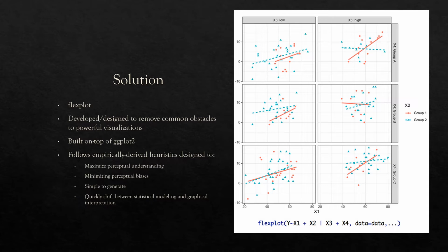It's built on top of ggplot2, which allows for layering of the visualizations, and it follows the various empirically derived heuristics, which maximize the perceptual understanding to the reader and minimize perceptual bias. Very simple to generate, and you can quickly shift between that statistical model and graphical interpretation of the model itself.